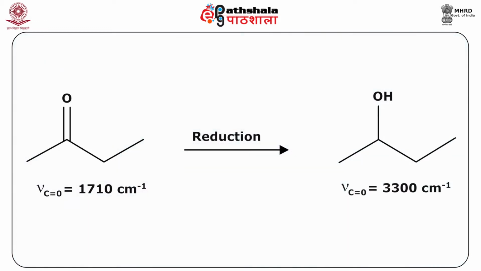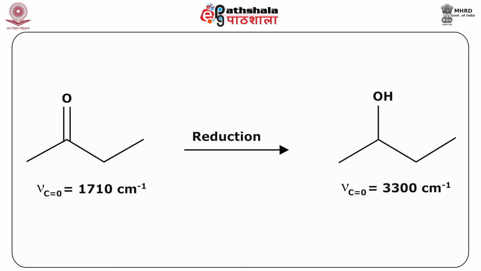Let us take an example, students: the reduction of a saturated aliphatic ketone to form a secondary alcohol. When this ketone is subjected to reduction, it will form butane-2-ol, which absorbs at 3300 centimeter inverse due to the OH stretching vibrations.